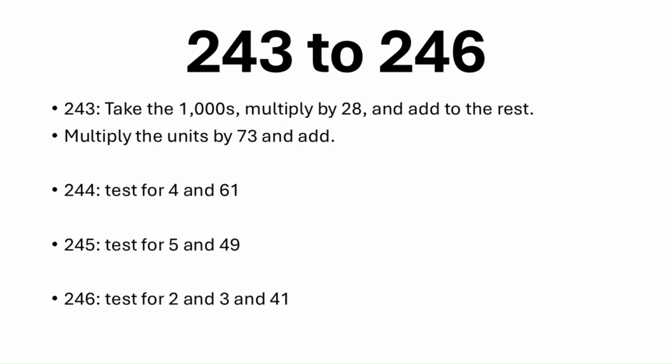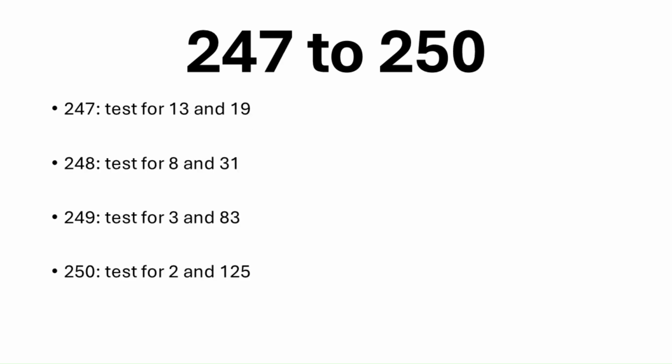243, take the 1000s, multiply by 28, and add to the rest. Multiply the units by 73 and add. 244, test for 4 and 61. 245, test for 5 and 49. 246, test for 2 and 3 and 41.